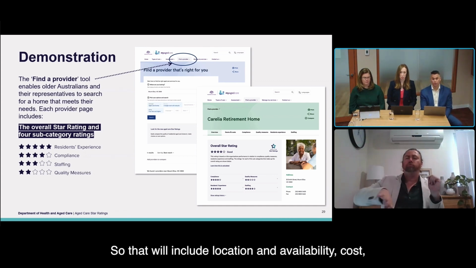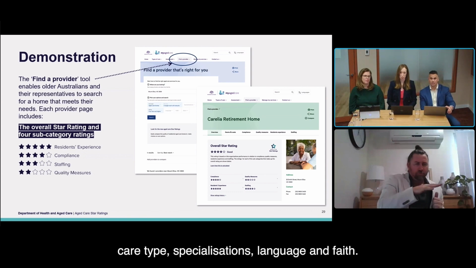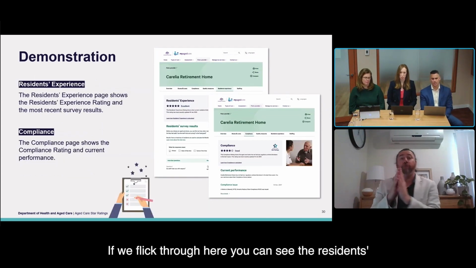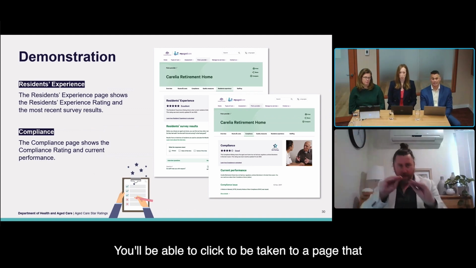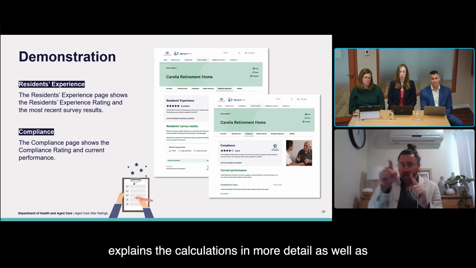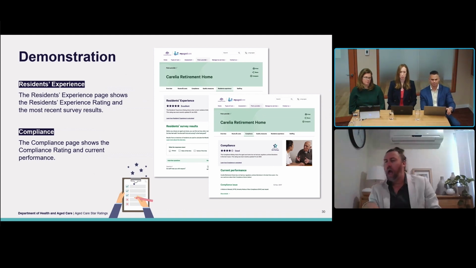So that'll include location and availability, cost, care type, specialisations, language, and faith. We flick through, here you can see the residents' experience and compliance pages. You'll be able to click to be taken to a page that explains the calculations in more detail, as well as the simple display of information here.